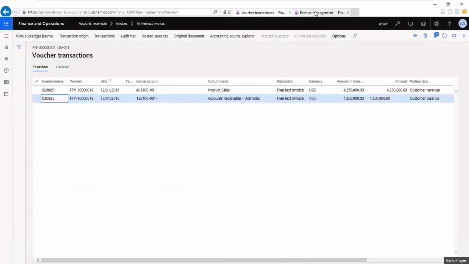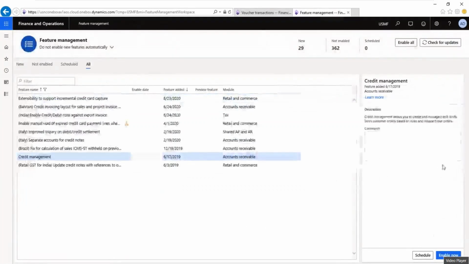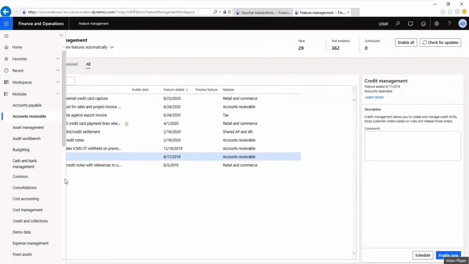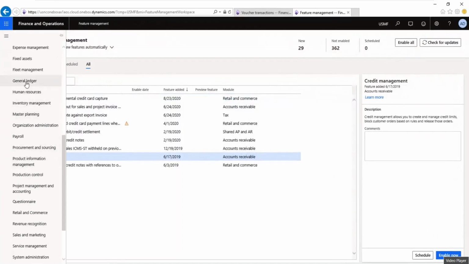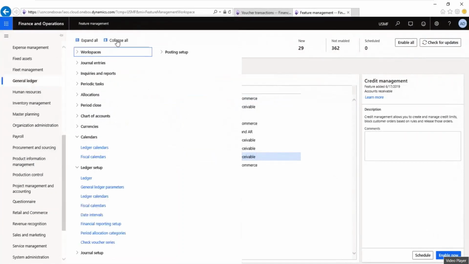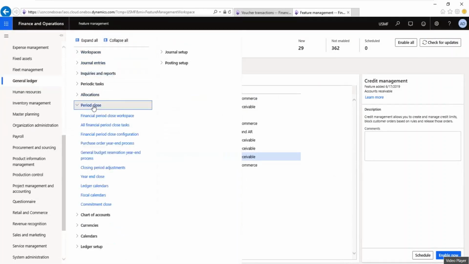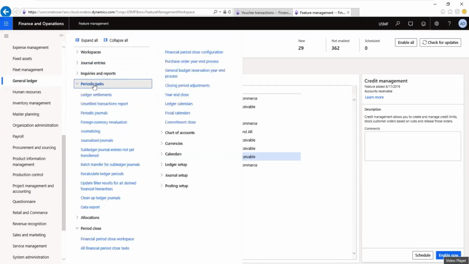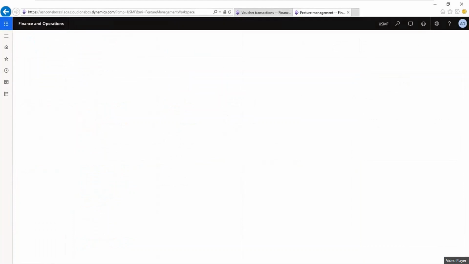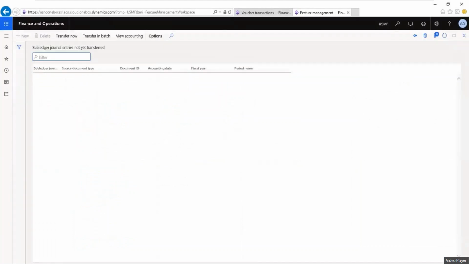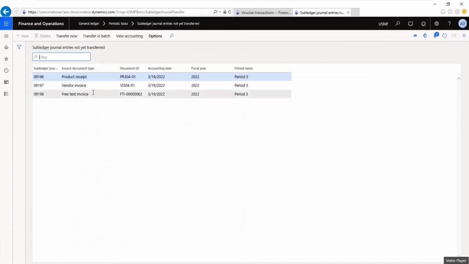For you, if the voucher is not displaying, in case it is not displaying, go to general ledger, collapse all, periodic tasks, sorry, not this one, periodic tasks, subledger journal entry is not yet transferred. Here it will be shown. You need to transfer now, then the voucher will be shown.